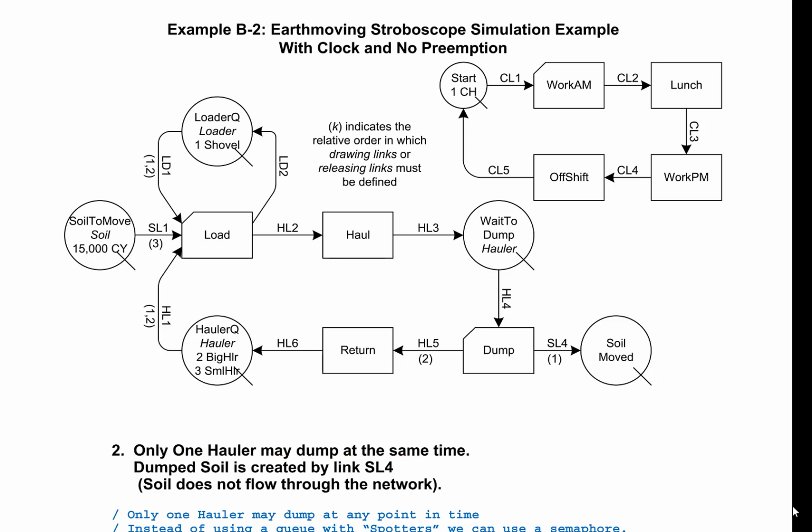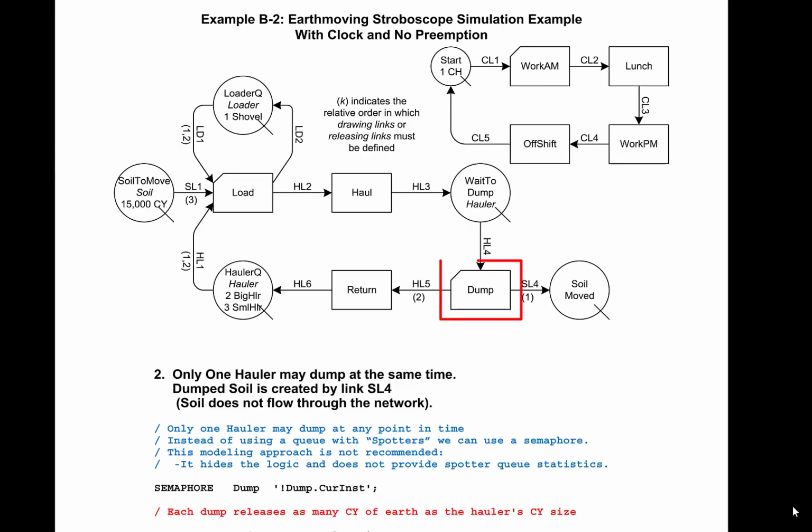Notice that all the soil links from activity load to activity dump have been removed. Only the soil links SL1 and SL4 remain. Also notice that even though only one truck can dump at the same time, there is no queue for the spotters. To prevent activity dump from having two instances at the same time, we introduce a semaphore, which is shown here.